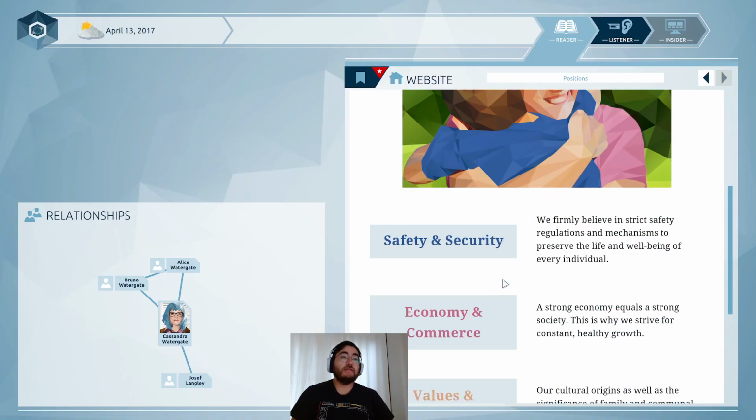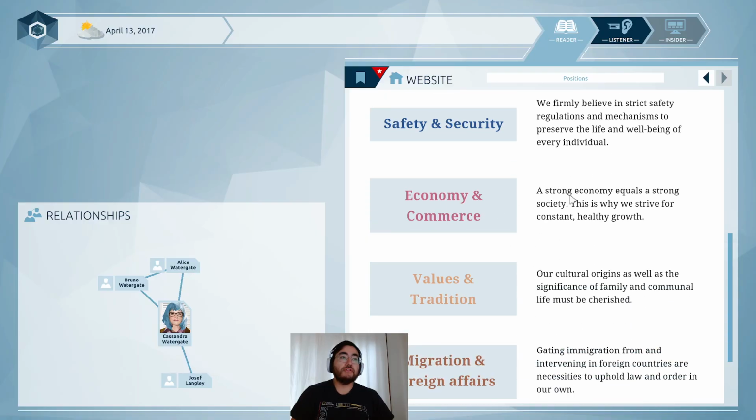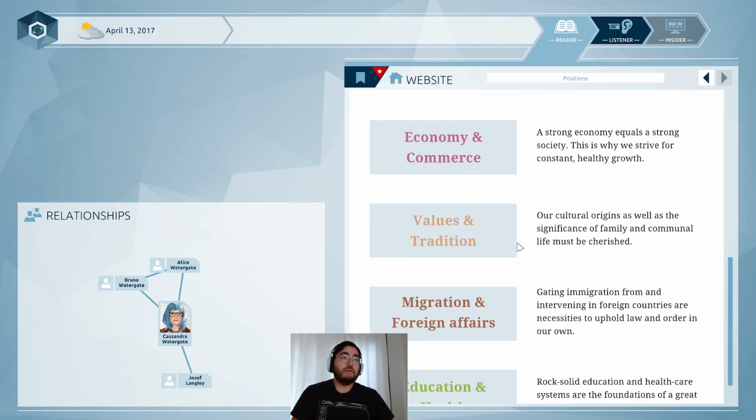Safety and security. We firmly believe in strict safety regulations and mechanisms to preserve the life and well-being of every individual. Economy and commerce. A strong economy equals a strong society. This is why we strive for constant, healthy growth. Commerce refers to like buying and selling. Values and tradition. Our cultural origins as well as the significance of family and communal life must be cherished.